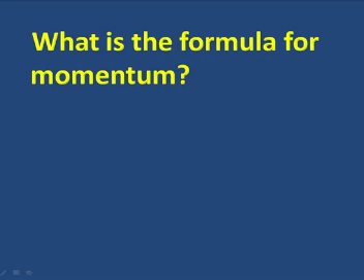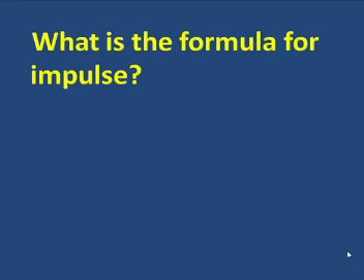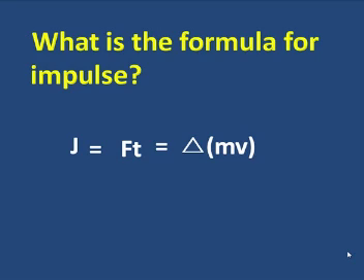Next, what is the formula for momentum? Very simple. P is mv, momentum is a vector, and they add head to tail. Impulse, I noticed on one formula sheet they called it J. I don't know why. But J is F times t. The impulse is force times time, which equals the change in momentum. The change in momentum, final minus initial.